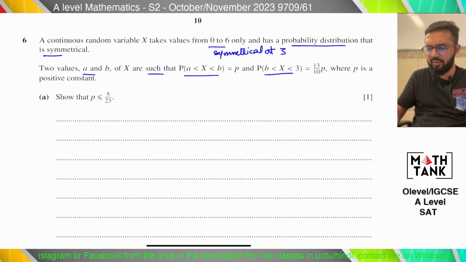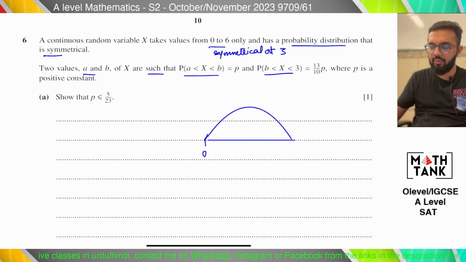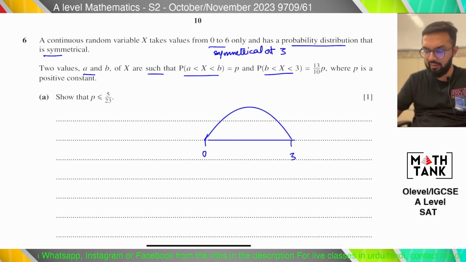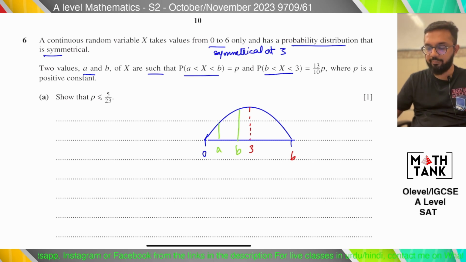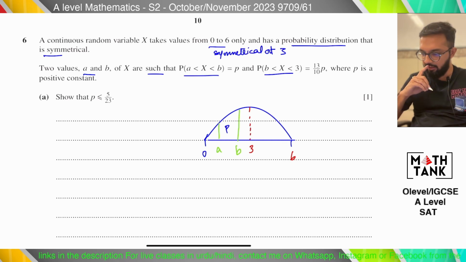Now, I don't know what the symmetrical looks like, but I can just draw something symmetrical and say this is the probability density function. It's starting from 0 and going to 6, with 3 in the middle. It could have been a different symmetry, it could have been a triangle; I'm just guessing here. Now I know that there's a number b somewhere less than 3, of course. So there's b and there's a somewhere here. Now this area is small p and this area is 13 over 10 p.